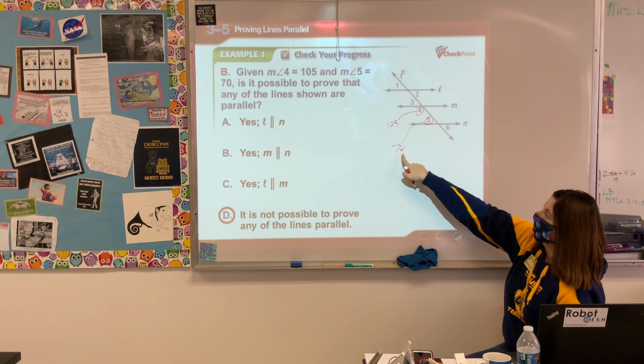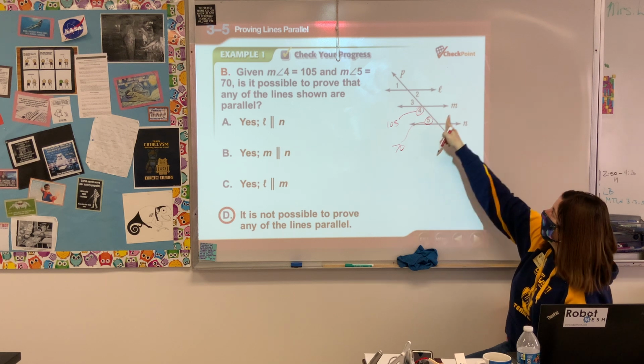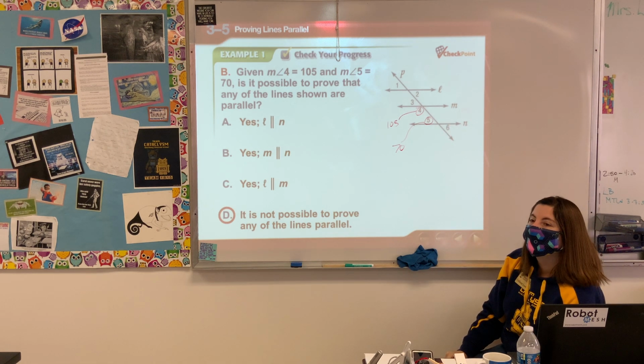Only if this were a 75, then yes, it would prove M and N parallel. Oh, okay.